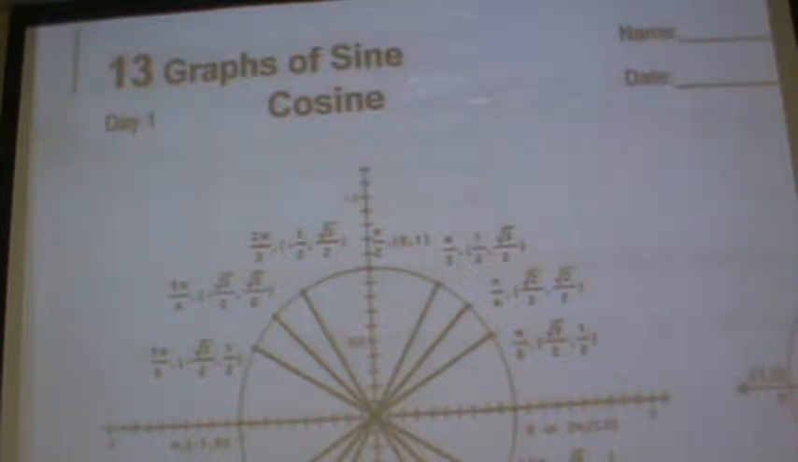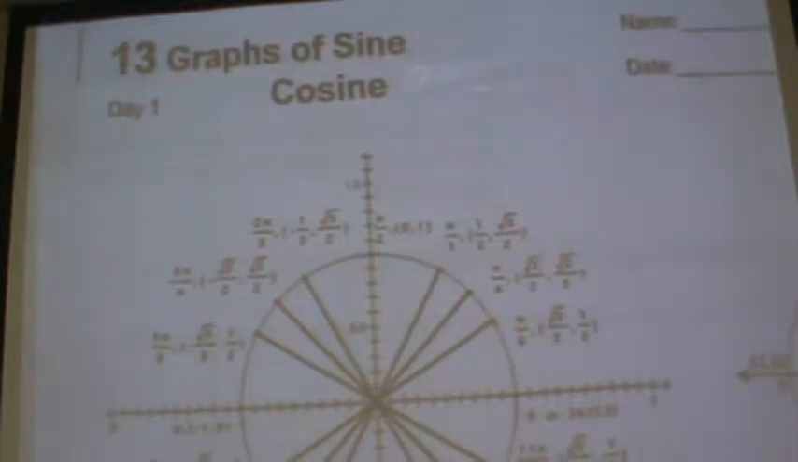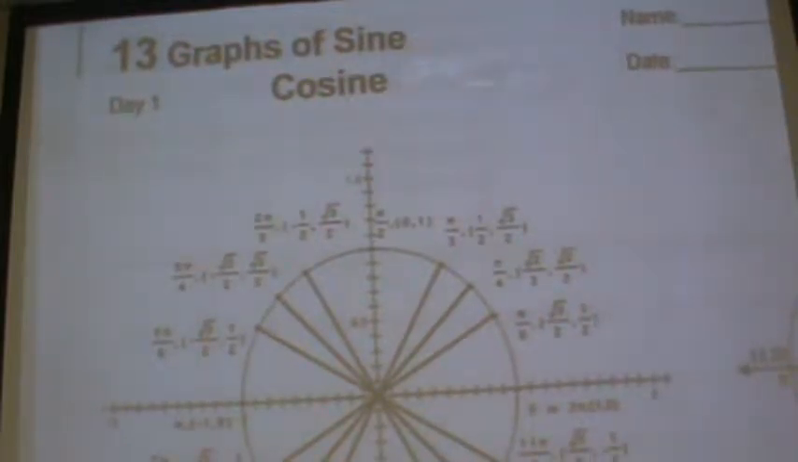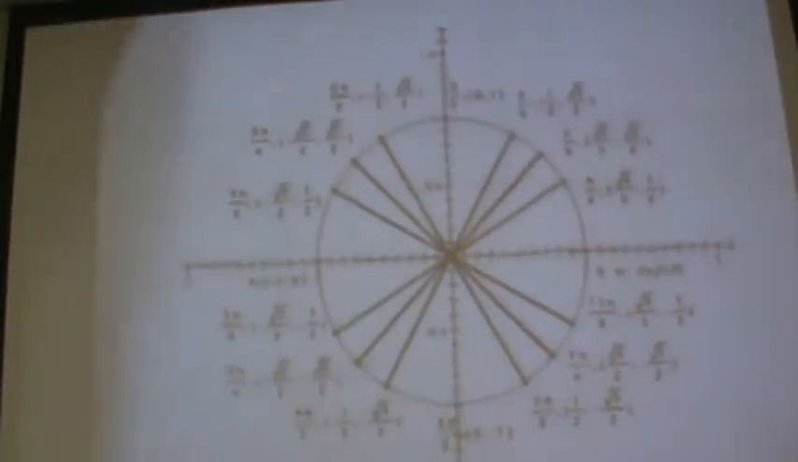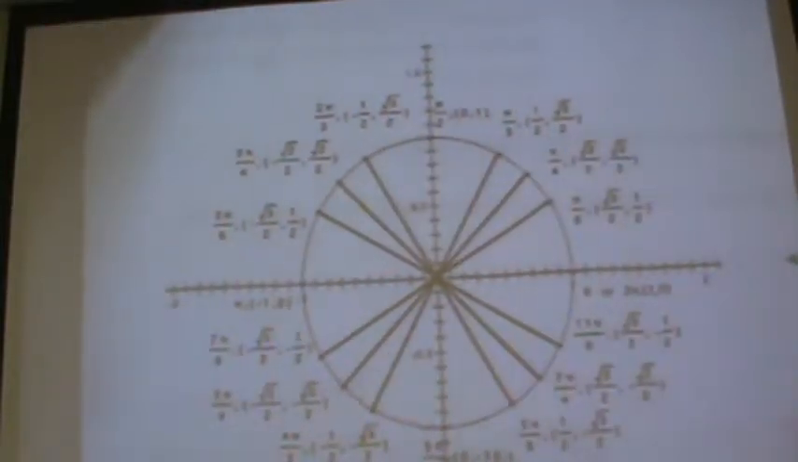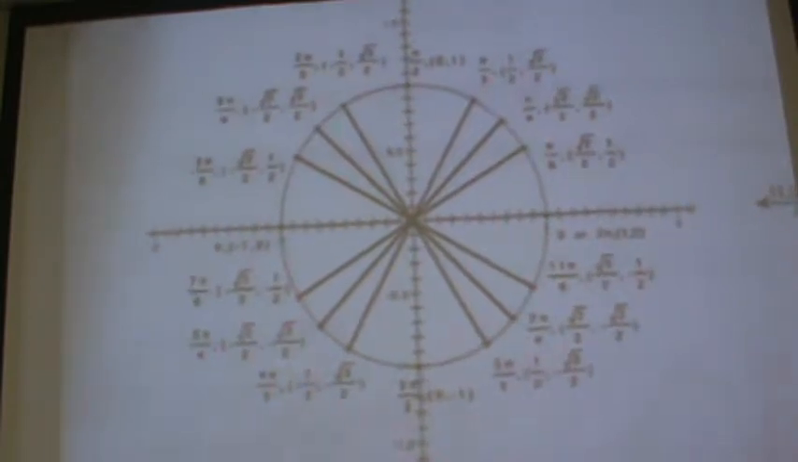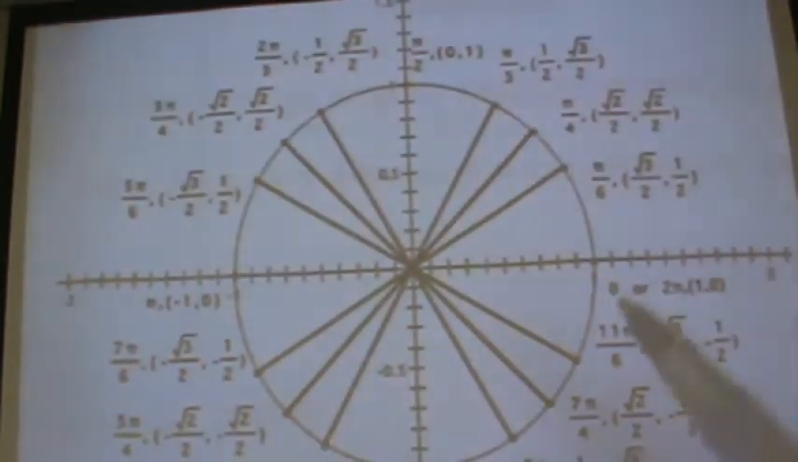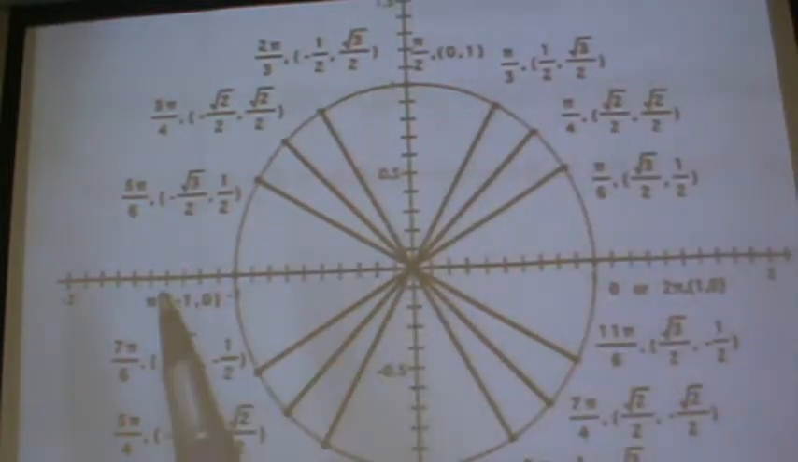All right, today we are going to learn how to graph the sine and cosine curve. That's what we're learning today. So what I want to show you right here, this looks like a lot, doesn't it? If you look closely at it, it's the unit circle.